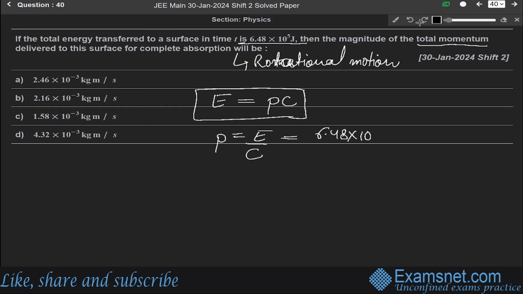So P will be equal to E by C, and energy is given as 6.48 into 10 to the power 5 joule over C. C is 3 into 10 to the power 8 meter per second. Now solving it, we get 2.16 into 10 to the power minus 3 kg meter per second. So our correct answer is 2.16 into 10 to the power minus 3 kg meter per second. Option B is the correct answer.